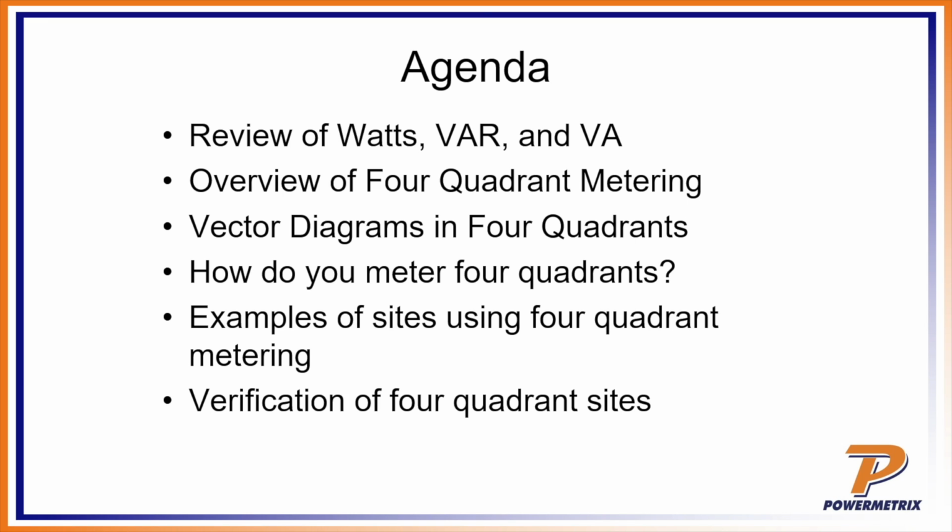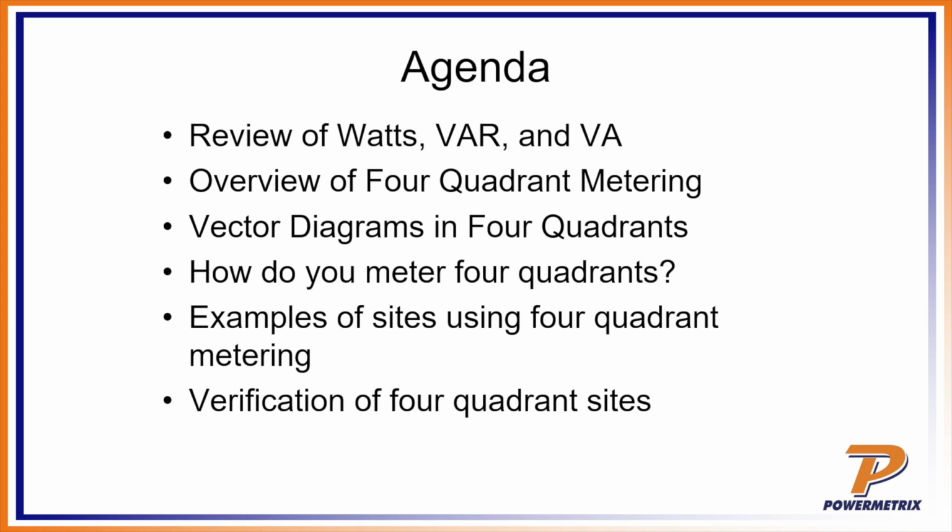First thing we're going to do is a review of some of the things that we've talked about over the last week, talking about watts, VA, and VAR, and how those are used in four quadrant metering. Then we want to talk about what four quadrant metering is and why it is important in the world we have today. We're going to show some vector diagrams of the four quadrants. It's a common misconception that the four quadrants in four quadrant metering match up with the quadrants in vector diagrams. That's actually not the case.